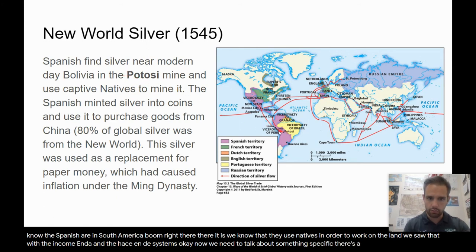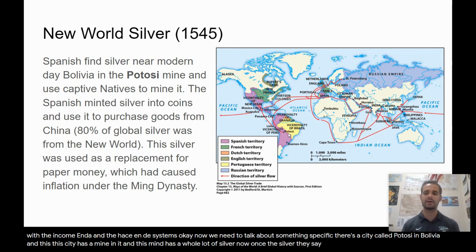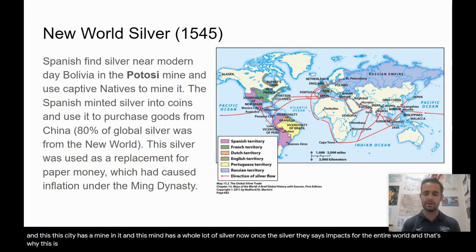There's a city called Potosi in Bolivia, and this city has a mine in it, and this mine has a whole lot of silver. Now, once the Spanish are able to find out how to extract that silver, this has impacts for the entire world. And that's why this is confusing, because it impacts the whole world in slightly different ways.